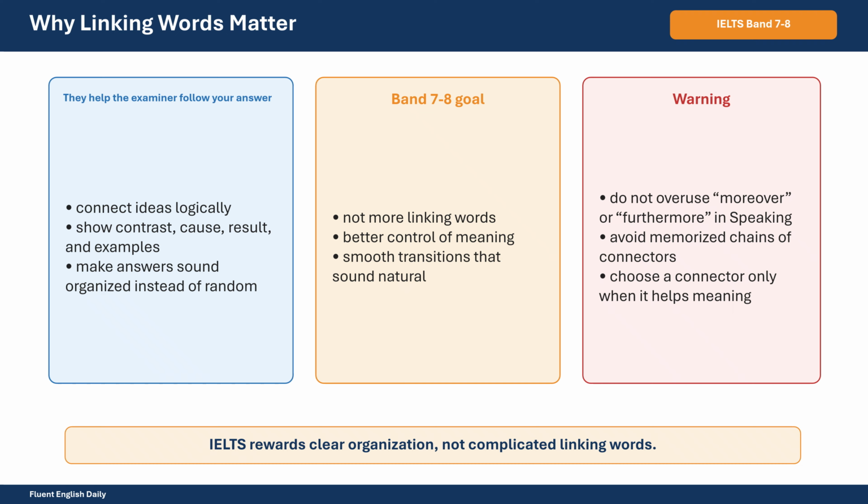At Band 7 and Band 8, the goal is not to use more linking words than everyone else. The goal is to control them accurately and use smooth transitions that sound natural. Do not force formal connectors into every answer, especially in IELTS speaking. IELTS rewards clear organization, not complicated vocabulary used without a clear purpose.